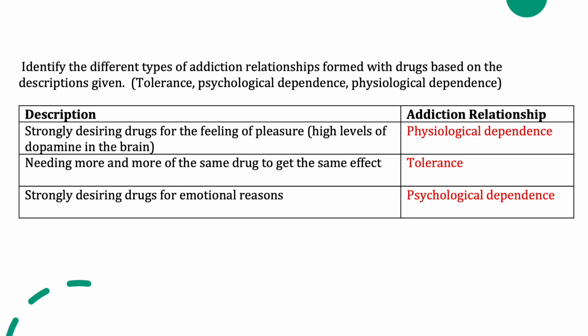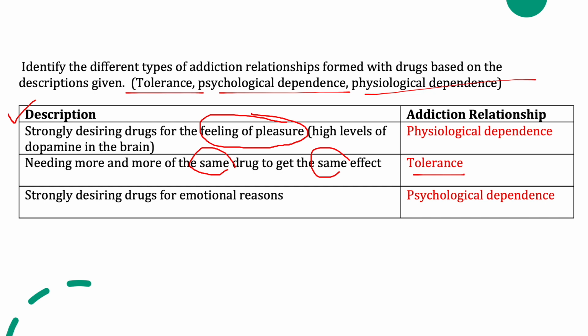Basically, over here you have the descriptions or examples, and you need to choose from tolerance, psychological dependence, and physiological dependence. In the description it says strongly desiring the drug to feel pleasure. When we talk about feeling pleasure, it means it is the physical need of the body, so it is physiological. Needing more and more of the same drug for the same effect is tolerance. And strongly desiring the drug for emotional reasons is definitely psychological dependence.